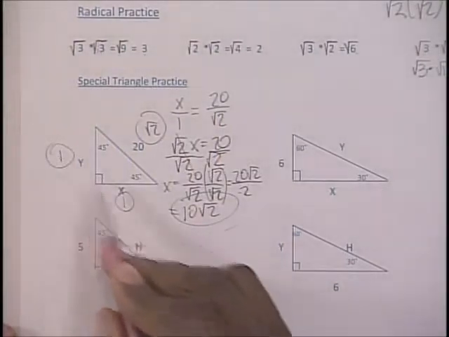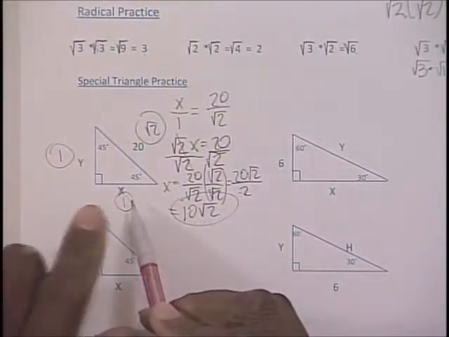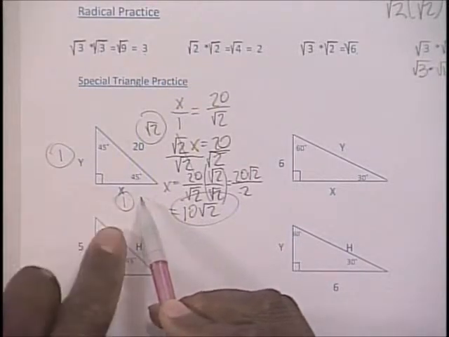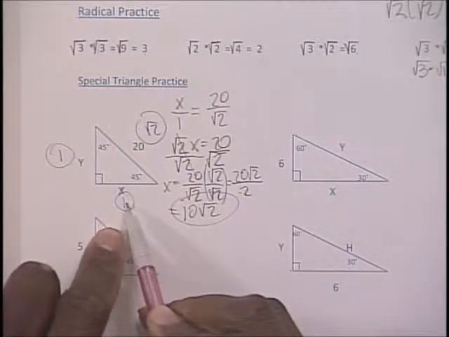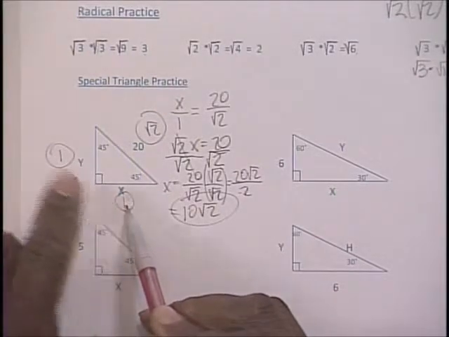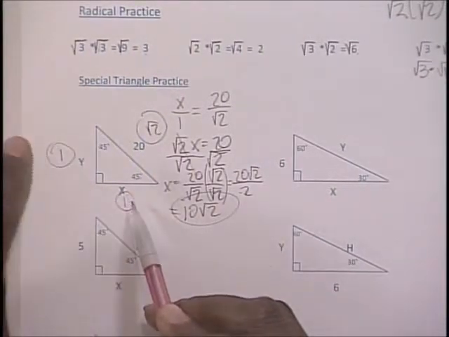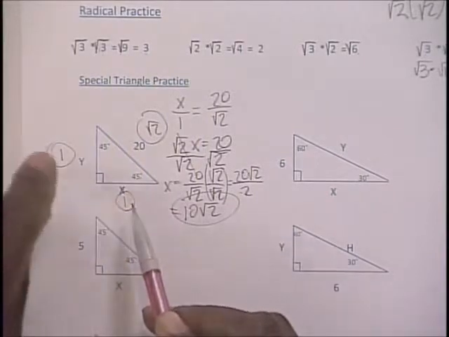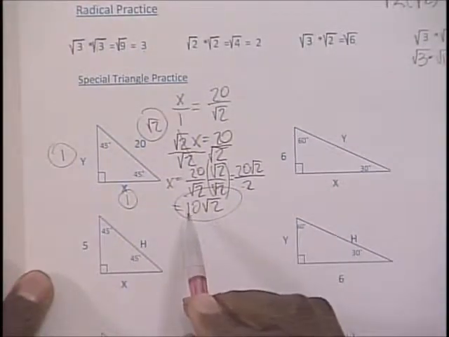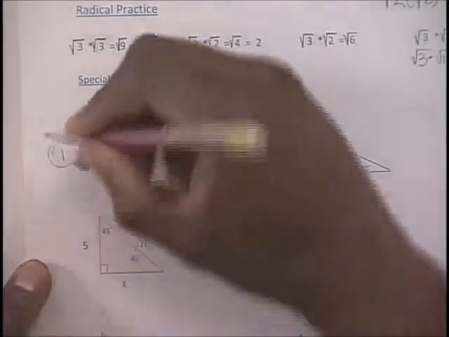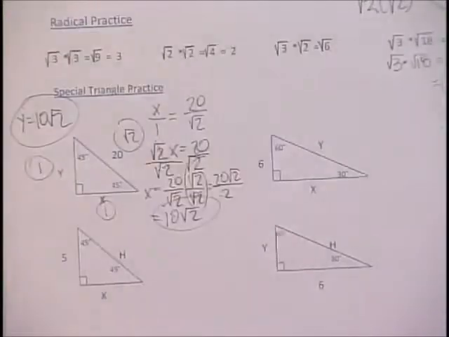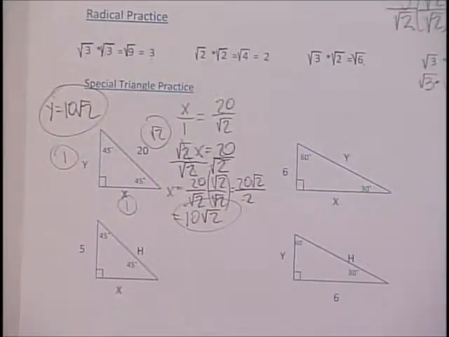Now, what this 1-to-1 ratio means is whatever x is, y is. This 1-to-1 ratio does not mean that x has to be 1. A 1-to-1 ratio means that if x is 1, y is 1. If x is 2, y is 2. If x is 3, y is 3. That's what a 1-to-1 ratio means. And in our case, if x is 10 radical 2, y is 10 radical 2. All right, so that's how you solve those trigonometric ratio problems.